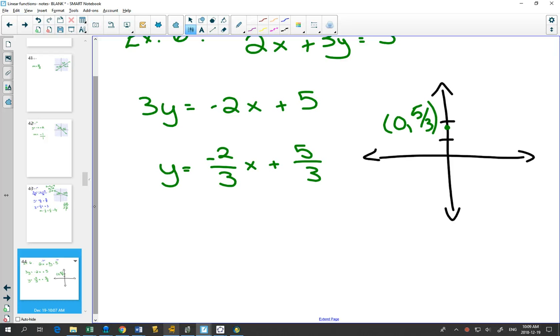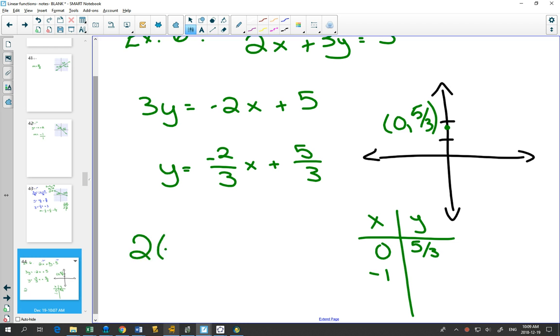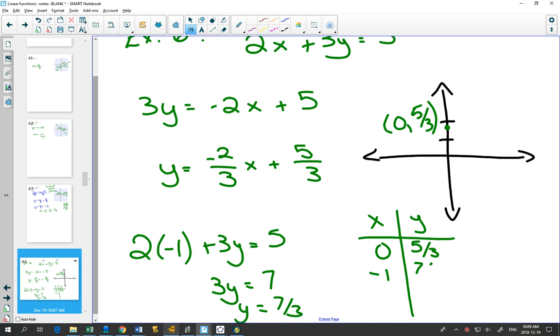So then you're like, well, maybe I'll try my table of values. You plug in 0. When I plug in 0, you get 5/3. Ugh, I have a fraction. So you try another number. You try negative 1. Plug in negative 1, so then I would have 2 times negative 1 plus 3y equals 5. Add 2 to both sides. 3y equals 7. Ugh, another fraction.